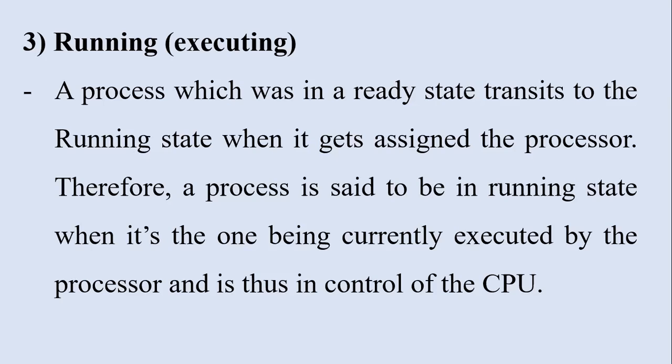The third state is called the running or the executing state. A process which was in a ready state transits to the running state when it gets assigned the processor. And therefore, a process is said to be in running state when it's the one that is being currently executed by the processor. And therefore, it is the process which is in control of the central processing unit at that time.